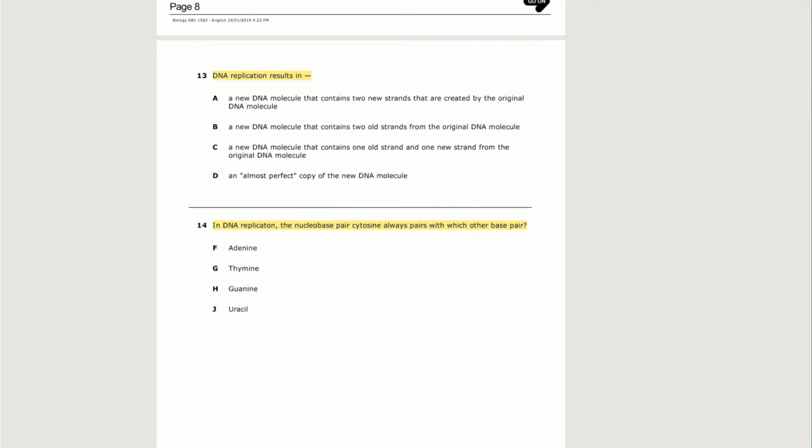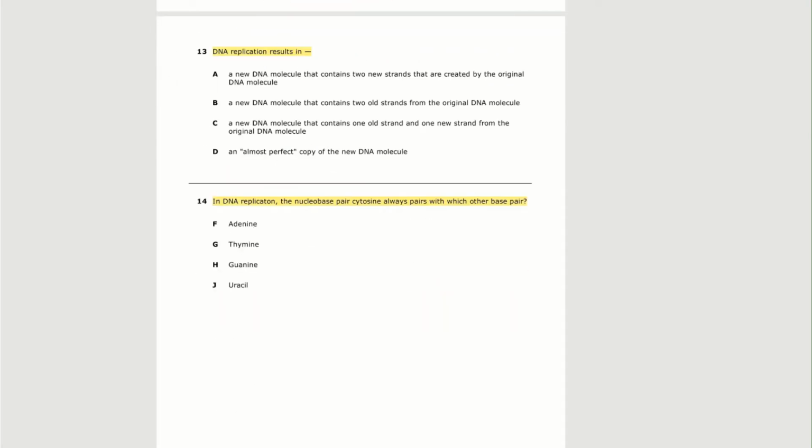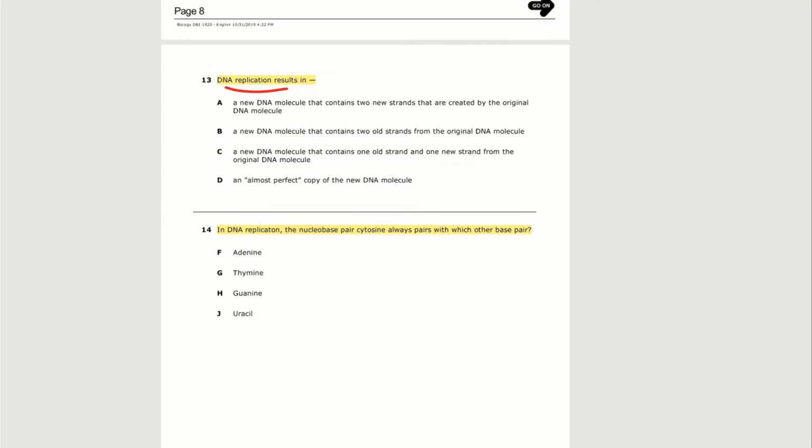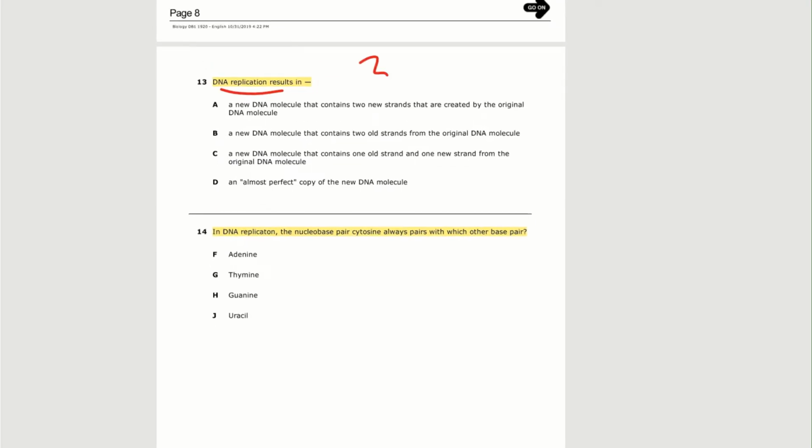We didn't skip any, did we? No. DNA replication. Oh, I remember that. Do you remember that? We start off, whoops. Well, let me do that again.